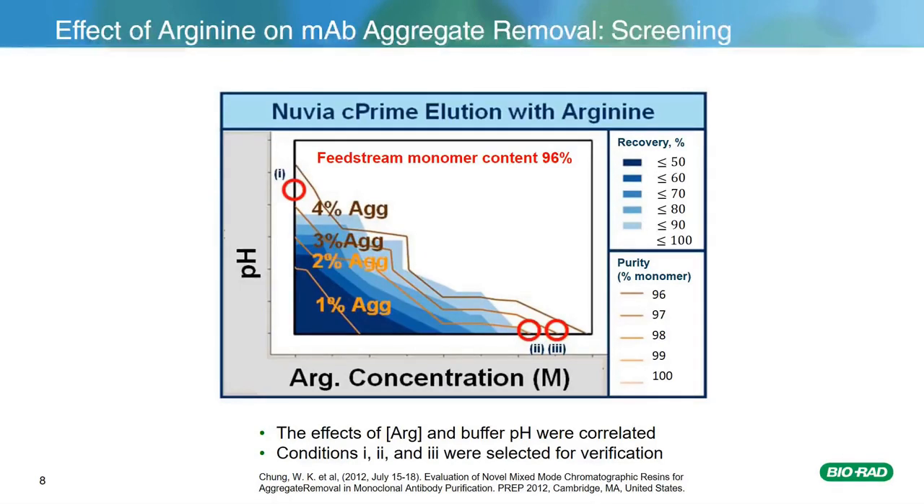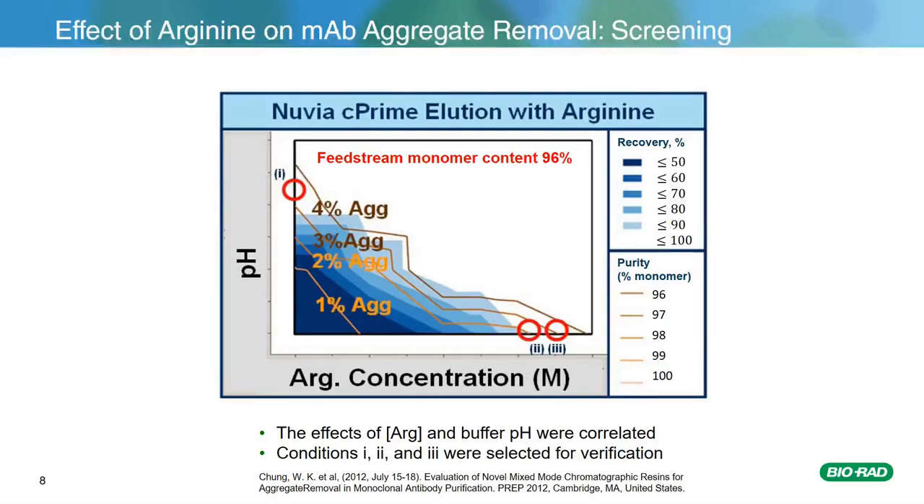The initial observation was high elution pH or high arginine concentration in buffer would provide excellent MAb recovery, but the product purity was compromised. The effects of buffer pH and arginine were correlated. This scientist decided to choose 3 conditions for further evaluation.